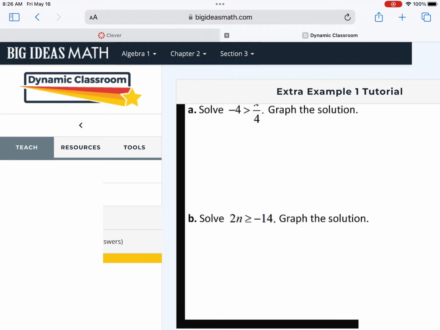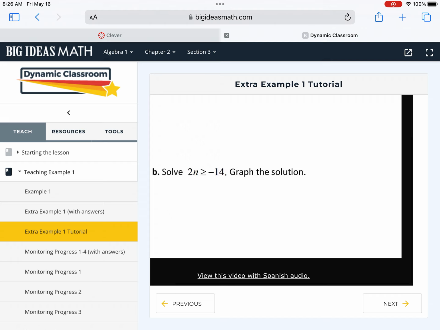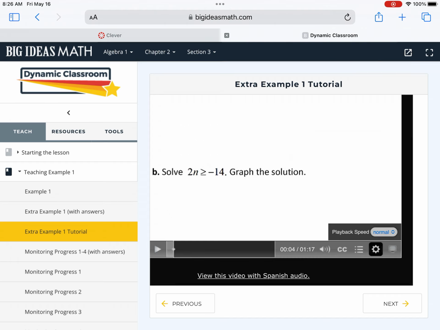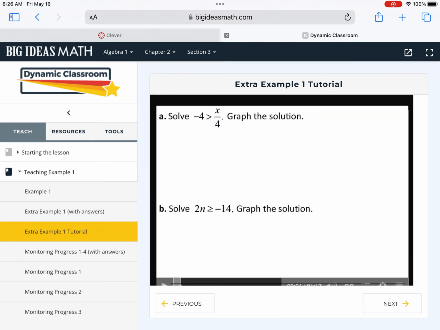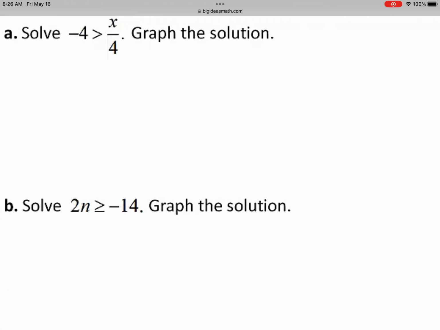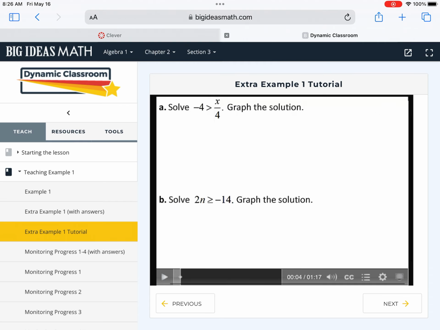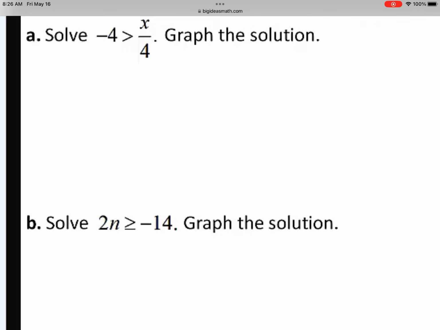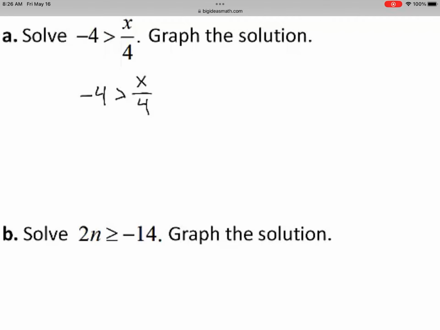Part A. Solve negative 4 is greater than x divided by 4. Graph the solution. First write the inequality. Negative 4 is greater than x divided by 4.